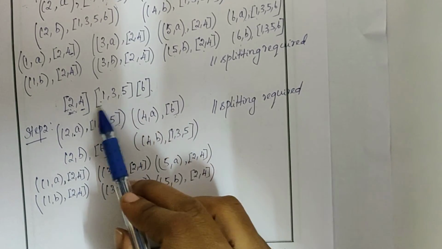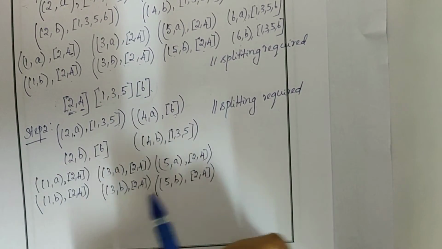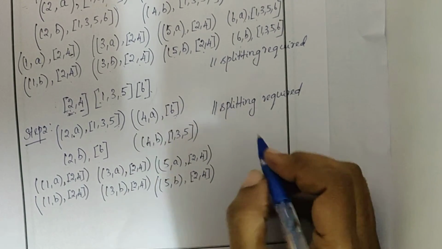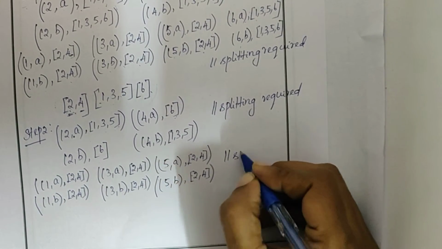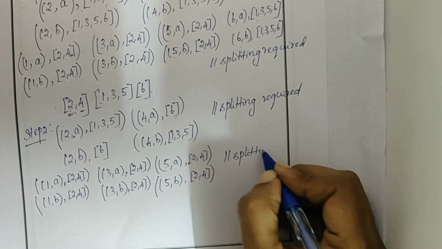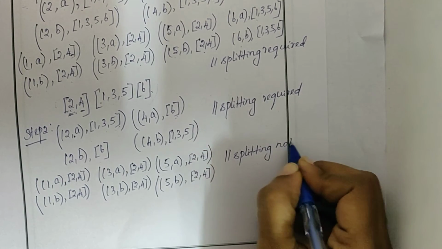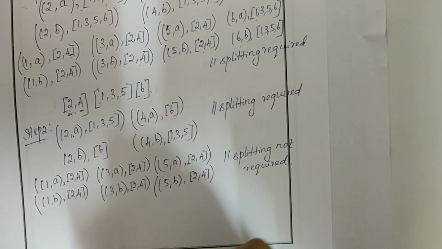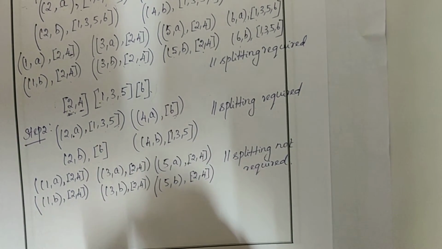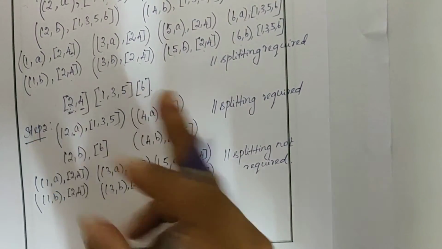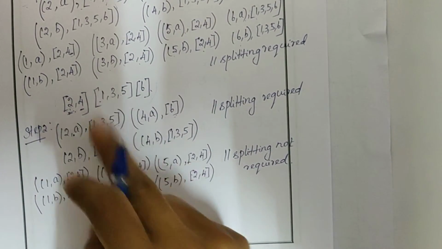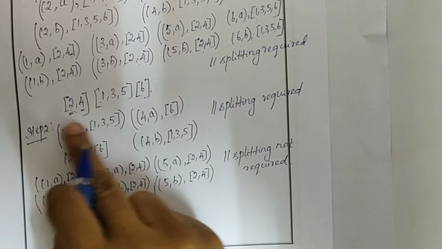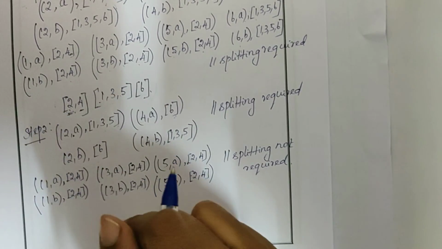Right? So this 1 3 5 class is over. Check, everything is the same, so no need to split. Write the command splitting not required. Right? Next 6 is alone only, no need to check. Now you can finish this step 2. Right? All the classes are over.